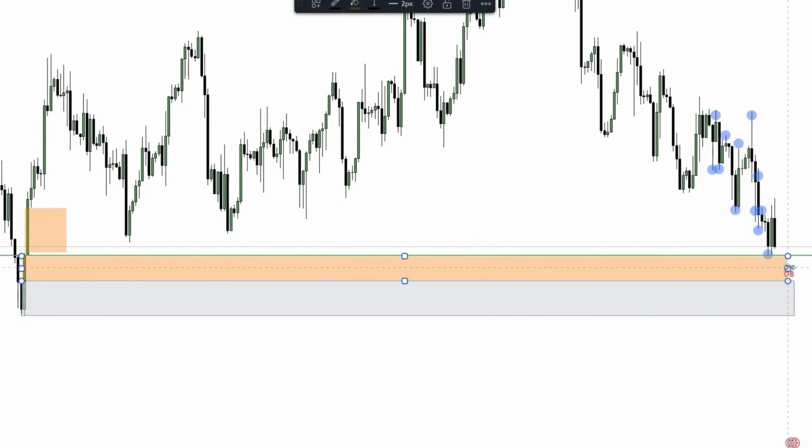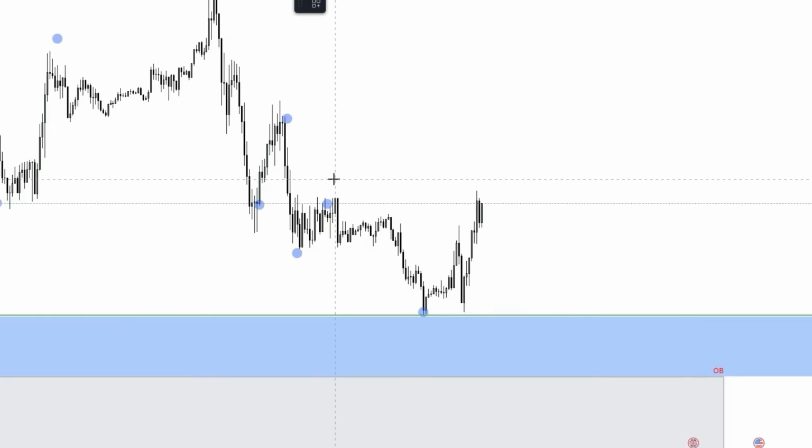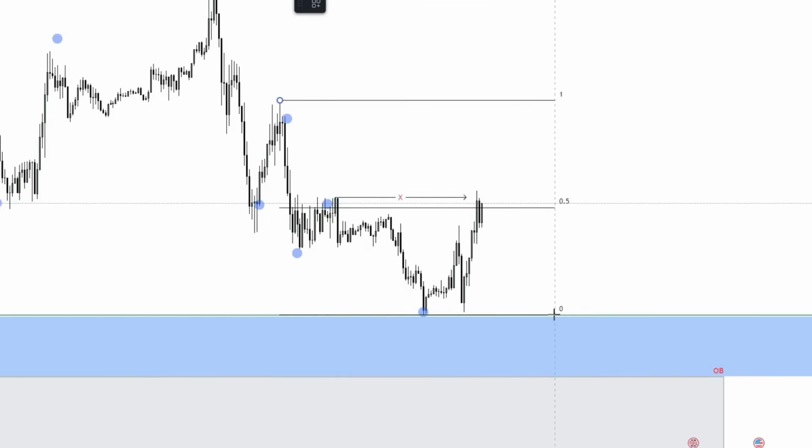Now, we can move this entire zone to the right side of the chart. Let's use a different color and switch to the 15-minute time frame. We have just answered the question. This is most likely liquidity that the price will remove and then reverse. If this is liquidity, then our trend break will be right here.